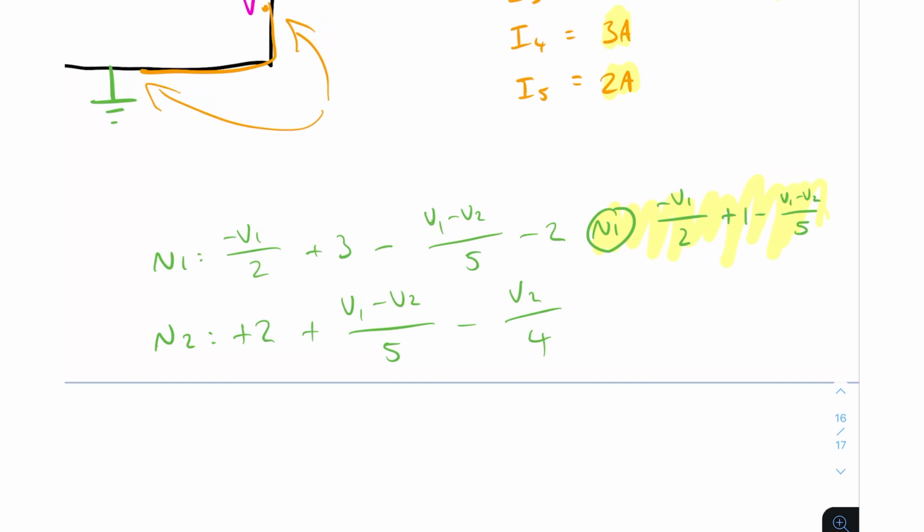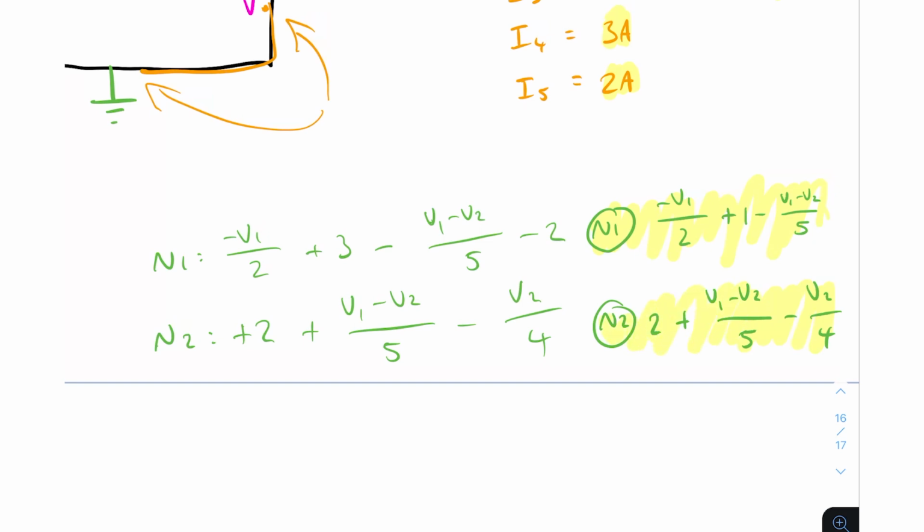And in node 2, we don't really need to do anything with it. So that's fine again. Okay, so we'll just write it out again in the same format. So V1 minus V2 divided by 5. I'll just write out the same, I don't want to confuse you. Okay, so plus 2, or we can just say 2 plus V1 minus V2 divided by 5 minus V2 divided by 4.